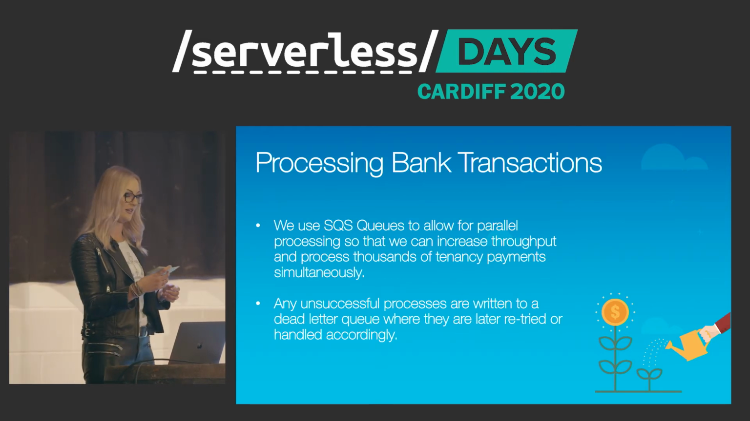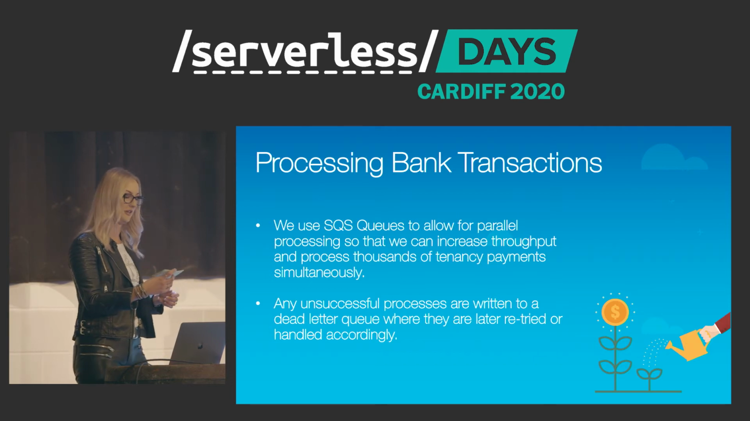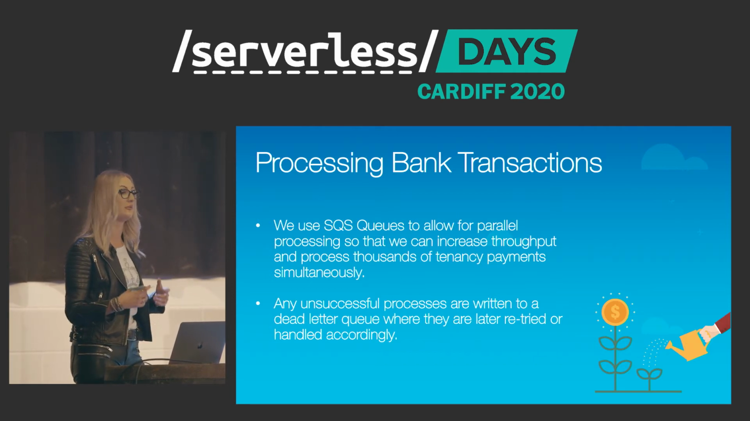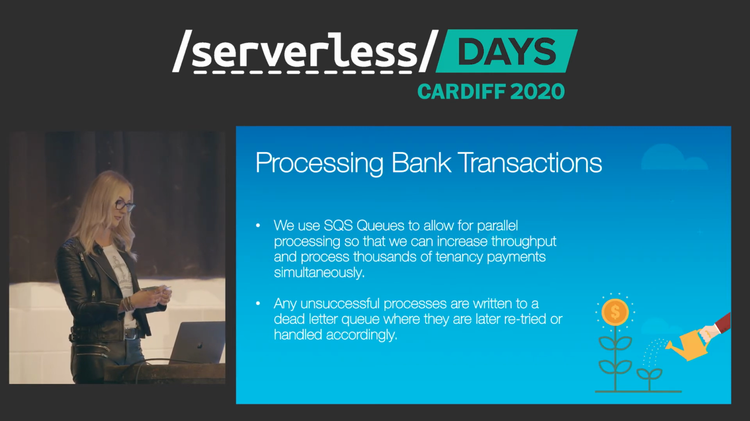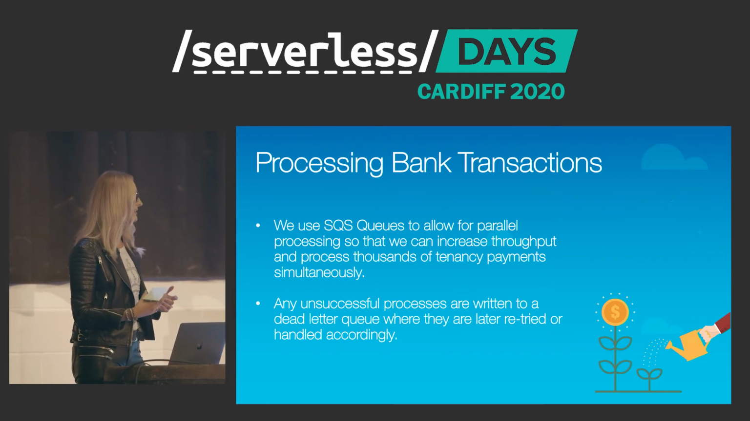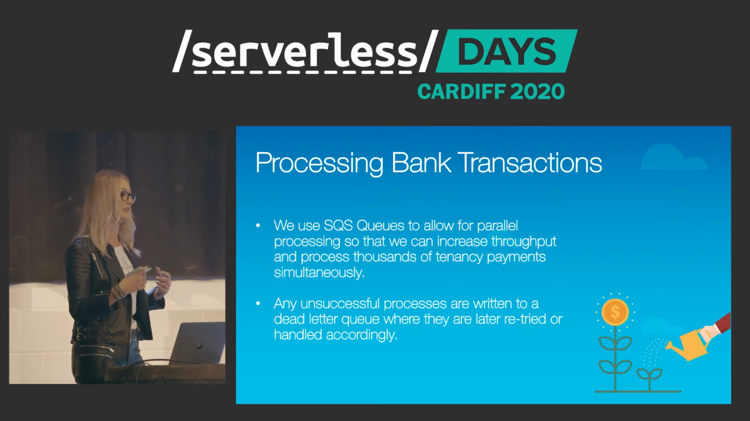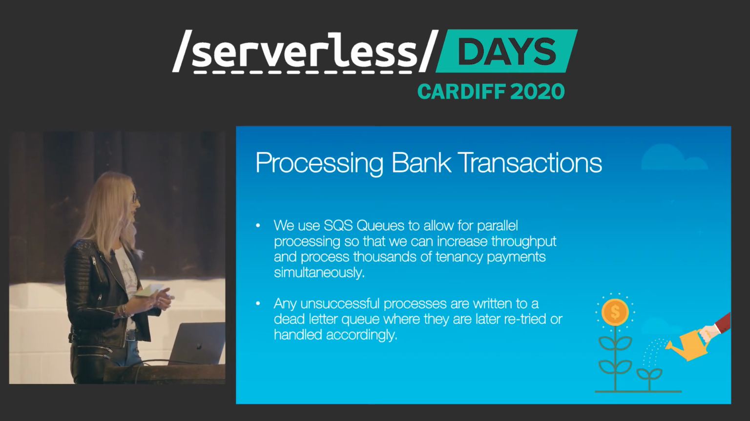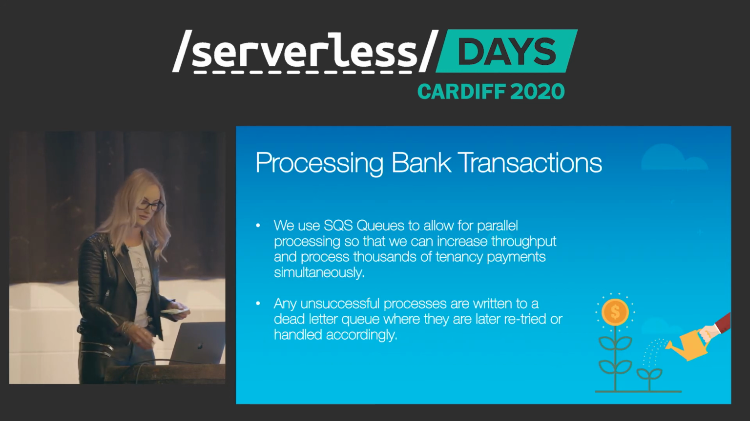When processing these transactions, we use SQS queues to allow for parallel processing so that we can increase throughput and process thousands of tenancy payments simultaneously. Any unsuccessful payments are written to a dead letter queue where they are later retried or handled accordingly.